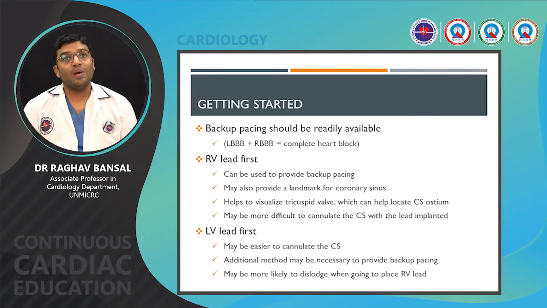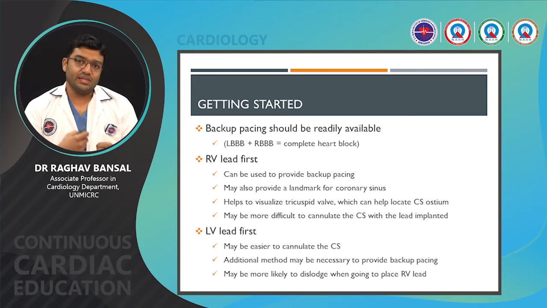We should think about backup pacing when we are doing a CRT, because even if these patients are not in AV block, these patients have left bundle branch block, and we are going on to the right side of the heart, and if we hit the right bundle branch and cause a catheter related bundle branch block, we might cause a complete heart block, because LBBB plus RBBB may lead to a CHB. So we need to be cautious of that, and we have to have a backup pacing ready when we are trying to implant a CS lead, because sometimes CS access may be difficult and we might hit the right bundle.